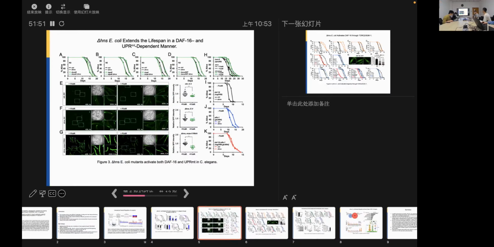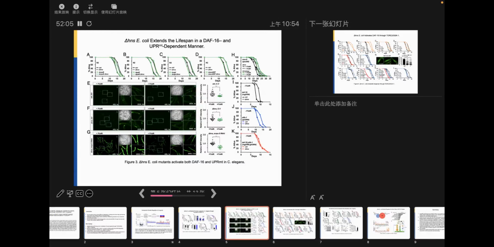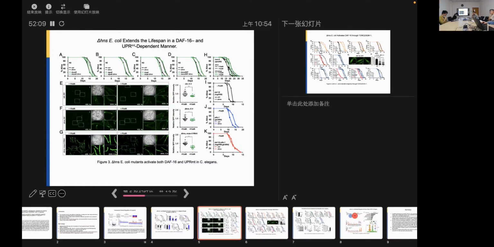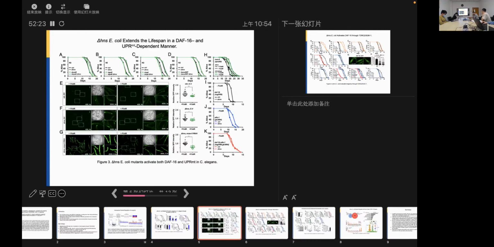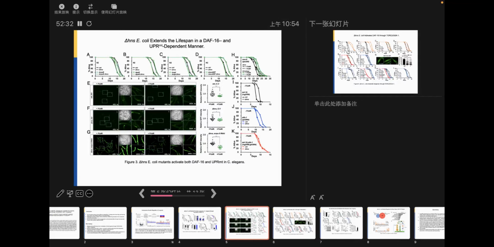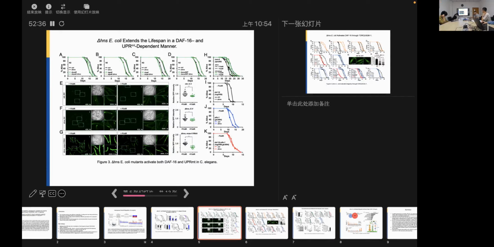So we can see that ATFS is activating UPR and that system in parallel. And wait, from where can you conclude it? 3I shows what? 3I is showing that the ATFS mutants is sending the mitochondrial, make a whole statement, the correct statement, please. Extend the lifespan of the DEP16 mutants. Also, ATFS-1 mutants. Wait, what does it mean?